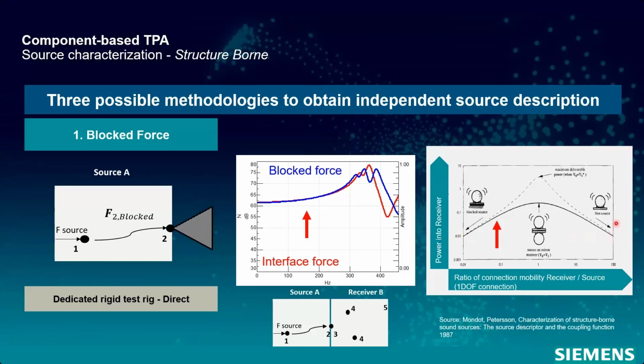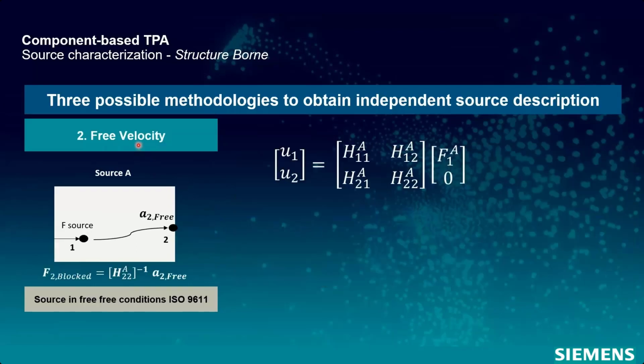Another quantity is, of course, here on the right, when the source is moving freely, and that's what we call free velocity. So free velocity can also be used to characterize your source independently. What is this free velocity? If you can suspend your source in really free conditions, so that the vibration of the source is not affected by any receiver, the vibration we measure in the connections is actually the free vibration, or the free velocity.